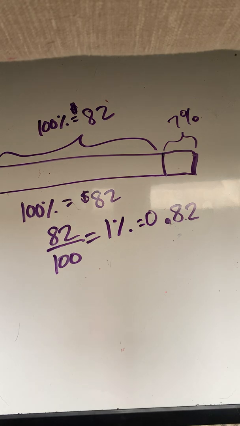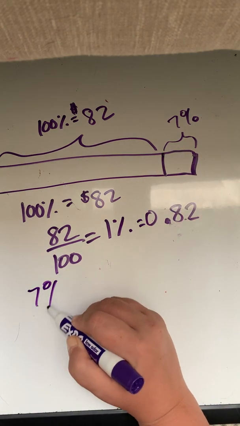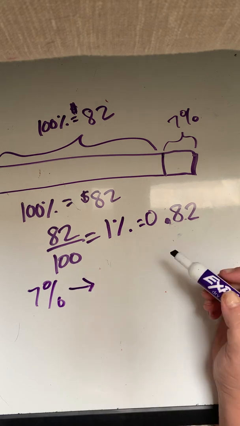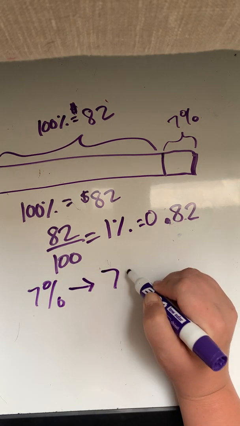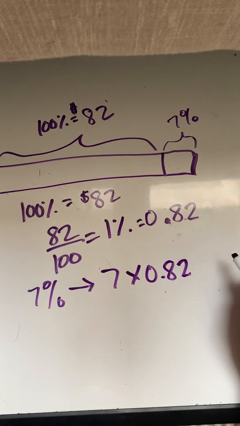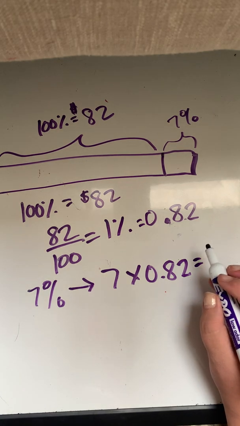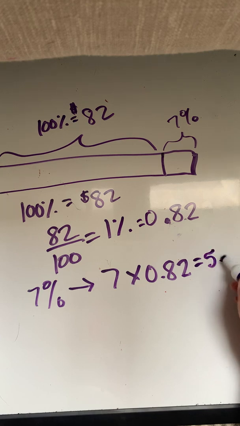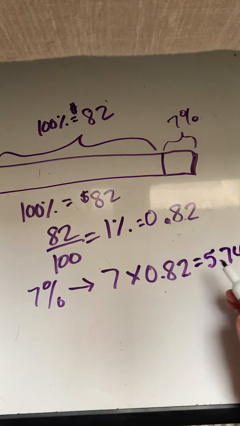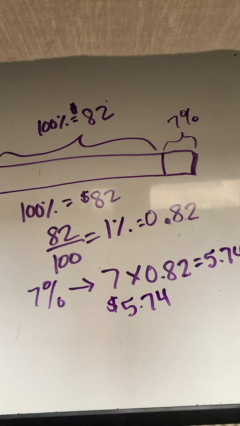Okay, then you are going to take your 7% meal tax. Okay? So you're going to do your 7 from your 7% times your 0.82 that you just found. Do that on your board and tell me what you get. Perfect, perfect. Okay, you should have gotten 5.74, right? So the meal tax was $5.74. That's way one.